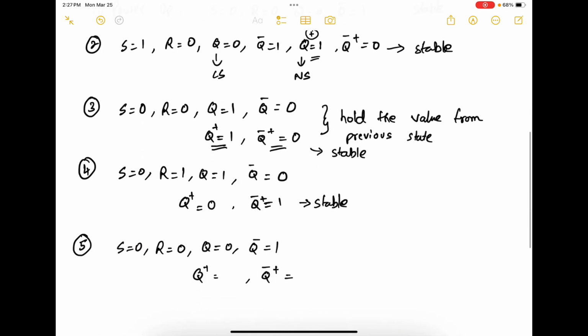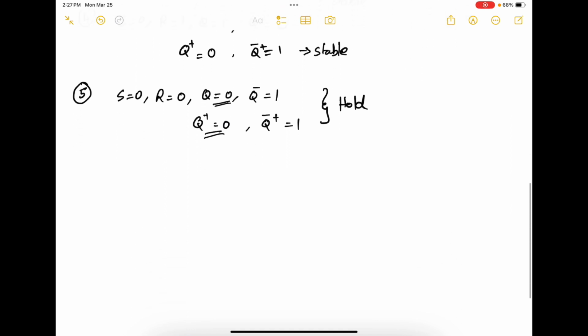So you have q plus equals to 0 and q prime plus equals to 1. So again, you're holding the value from the previous state. In the previous state, q was 0, and in the next state, q plus is 0. So you're holding it.